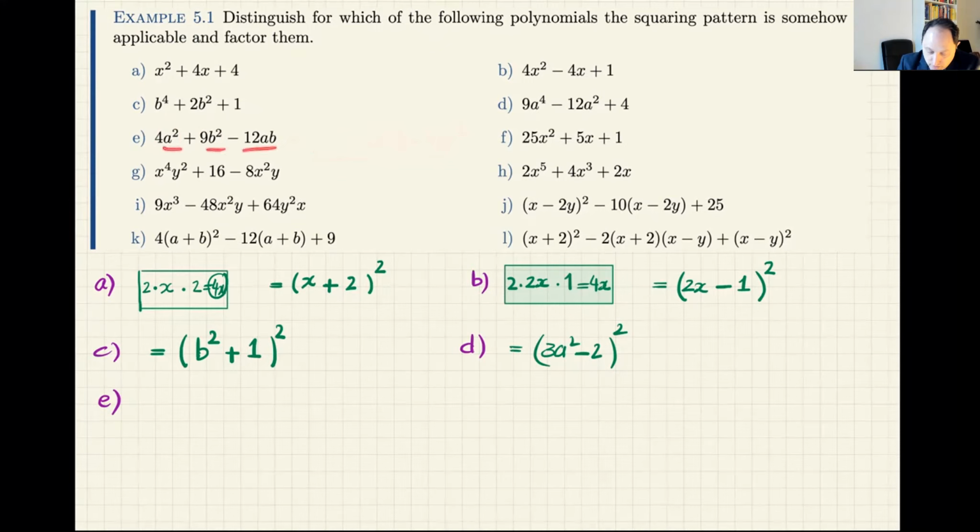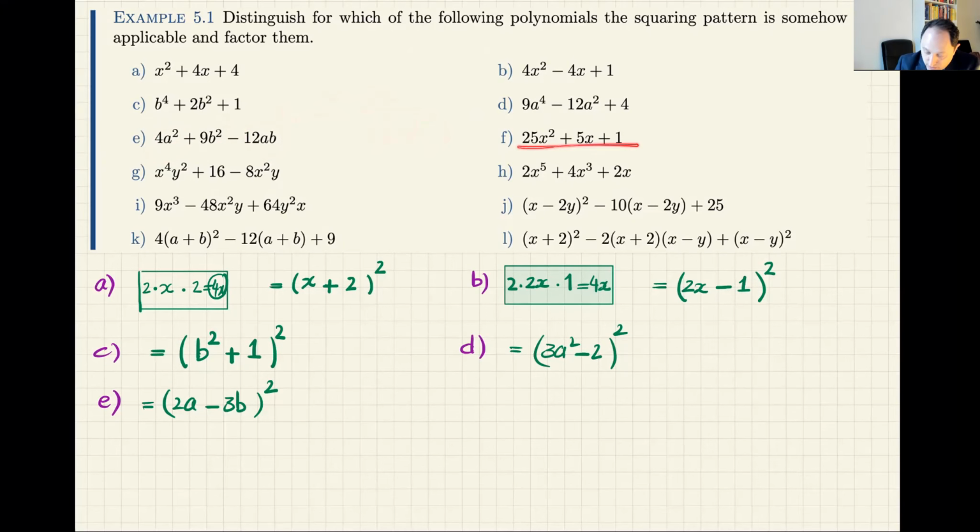I have 3 terms. I take the square root of this one, it is 2a. I take the square root of the other one, it is 3b, and I multiply them by 2. So what's the answer? The answer is exactly 12ab, which is the third one. So yeah, that is also following the pattern. So this becomes, I put a pair of brackets with power 2. I take the square root of this one, it becomes 2a. The square root of the other one is 3b, and the sign of the third one is negative, so I put a negative sign here.